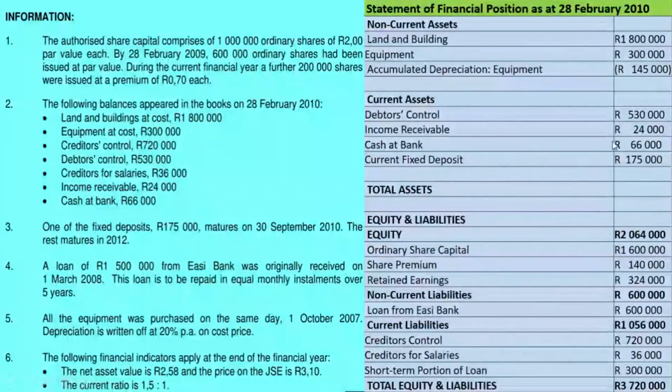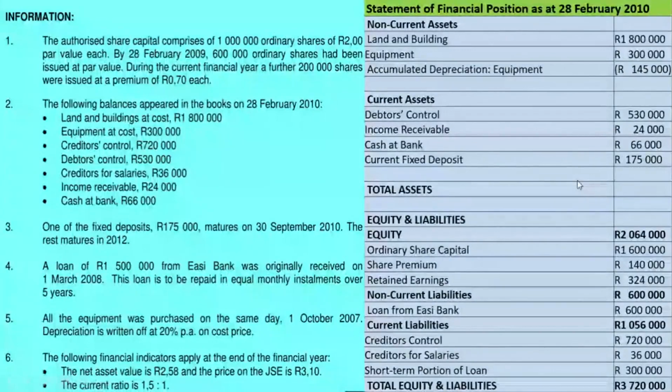How do we know that? If you total all these current assets, 530,000 rand all the way to 175,000 rand, you will realize that they don't even get to 1,000,000 rand. They don't even get to 800,000 rand. I mean, it's a small figure. Well, it may get to 800,000 rand, but it doesn't get to 1,000,000 rand. And we know that current assets has to be more than current liabilities because of this ratio here. So we know that there's something missing from the current assets.